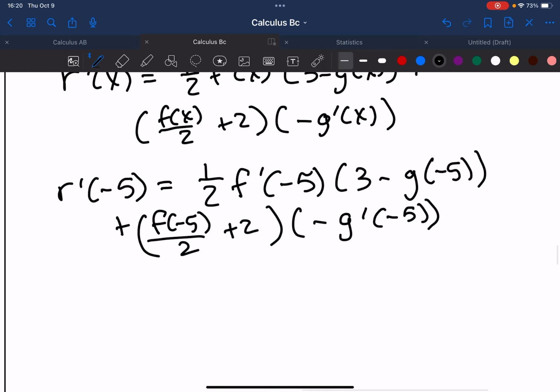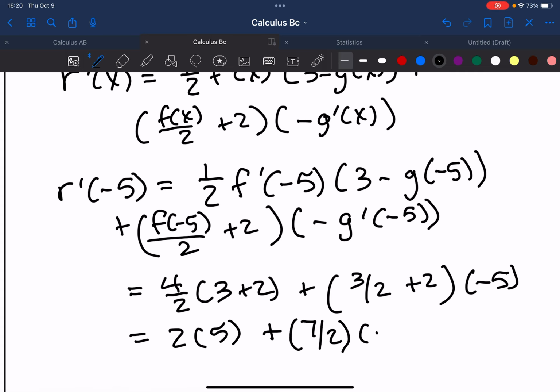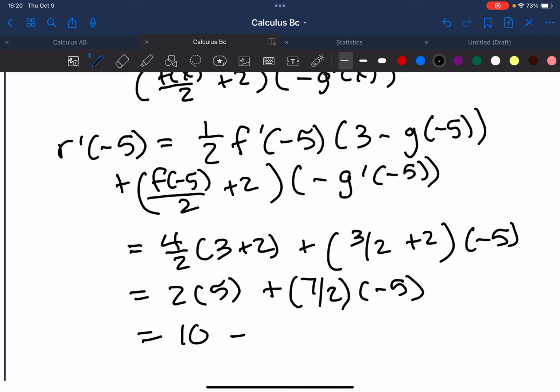Well, if I look back at the table again, I will see that this is 4 over 2 times 3 plus 2 plus 3 halves plus 2 times negative 5, which is equal to 2 times 5 plus 7 halves times negative 5, which is equal to 10 minus 35 over 2, which is equal to negative 15 halves.